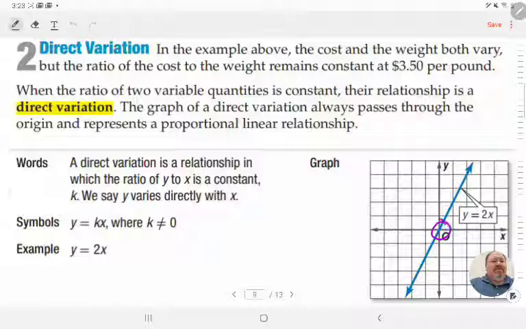So always passes through the origin. That means it passes through 0, 0, and it's always proportional. So that means it also has a constant rate of change. And that's what we're actually trying to find, the constant rate of change to help us with these equations, the direct variation. So a direct variation is a relationship in which the ratio of y to x is a constant k. Okay, so we're going to call that the constant k. We say y varies directly with x. So this is the equation we're going to be using. Y equals kx.